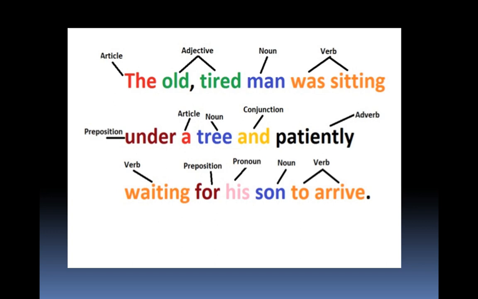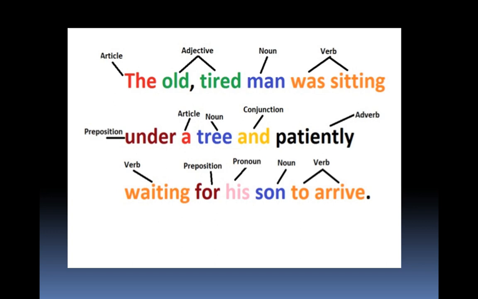Okay, under a tree. Now, under is a preposition. Why is it a preposition? Because it is telling the position where the old tired man was sitting, right? Any word which is telling the position of the noun is a preposition. So under here is a preposition. A tree. Why a tree? First of all, it is telling the number of the tree, and also we are talking about any random tree. The sentence does not specify any particular tree. That is why it is a tree.